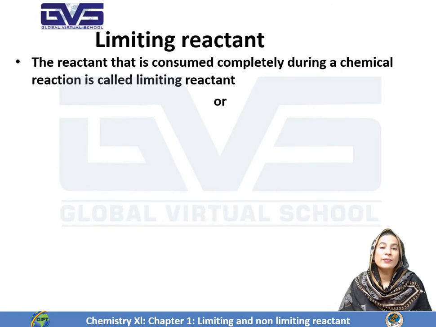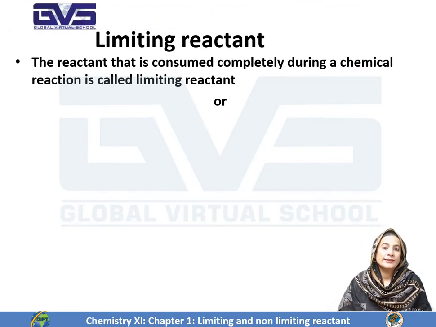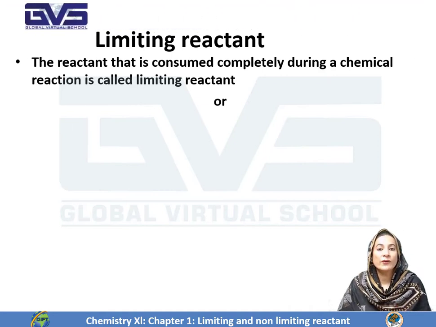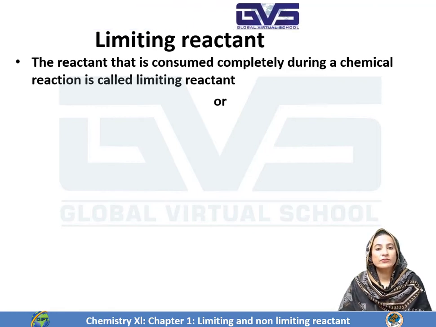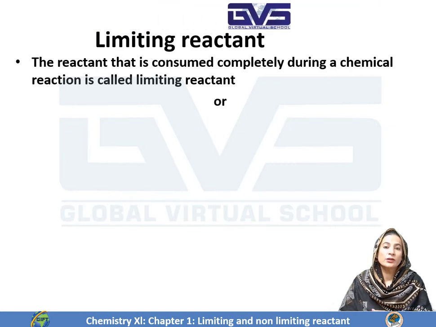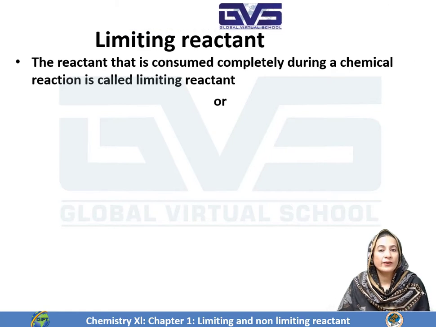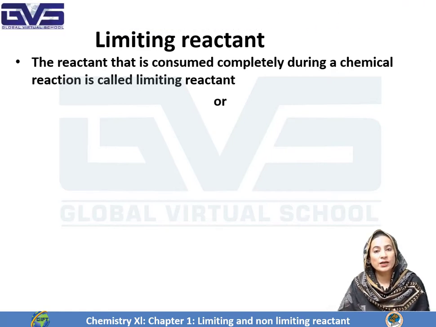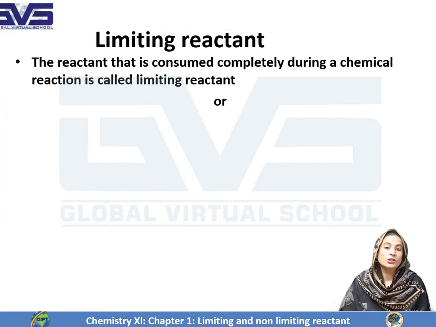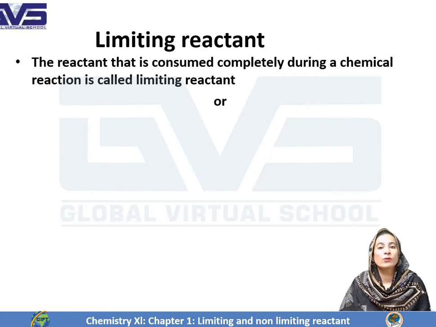Then what is a limiting reactant? One thing you must be clear about: the limiting reactant concept is applied where reactions involve more than one reactant. Because if there is only one reactant, when that reactant is completely used, the product will be formed. But when we have more than one reactant, some reactants are consumed earlier, and some remain unused or unreacted. So this basically applies to reactions that involve more than one reactant.